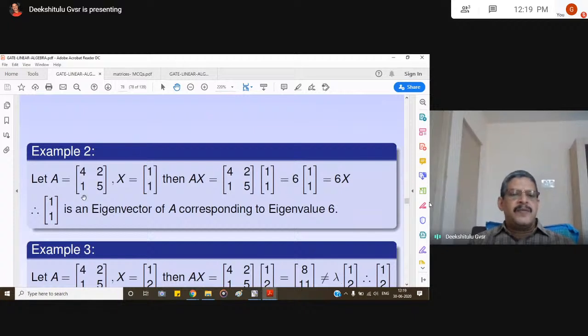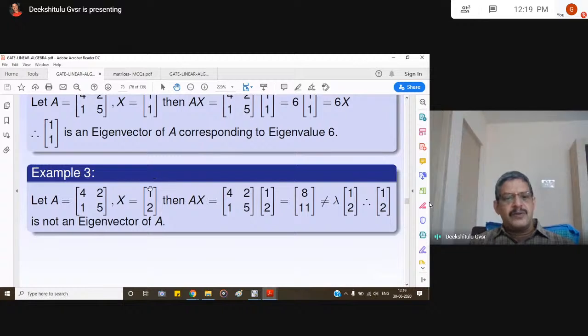Similarly, if A is 4 2 1 5, and x is 1 1, an eigenvector, what is the corresponding eigenvalue? This is a very short answer question. We can expect such questions in the GATE. So multiply A into x, we get 6 6. This you can write as 6x because x is an eigenvector. So what is your eigenvalue? 6.